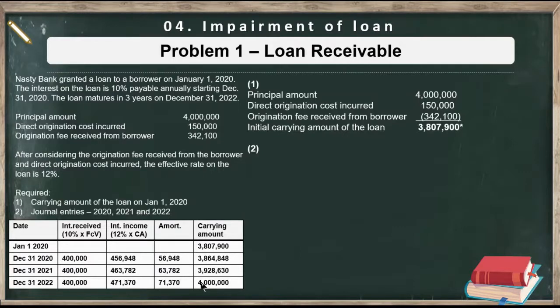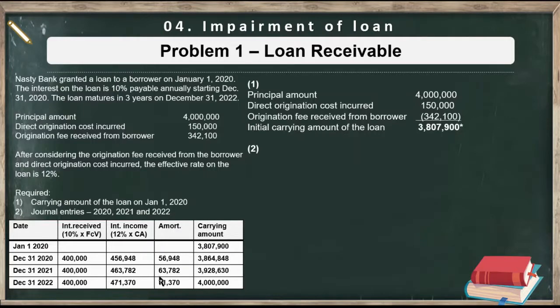But this will be a different case if it is an installment. If it is an installment, our carrying amount gradually decreases, so at the end of the term the carrying amount becomes zero. But the amortization procedure is the same, you add it, but it is reduced because of the principal payments. Continue. This amount will be multiplied by 12%, so you will get 463,782 rounded off. Get the difference.